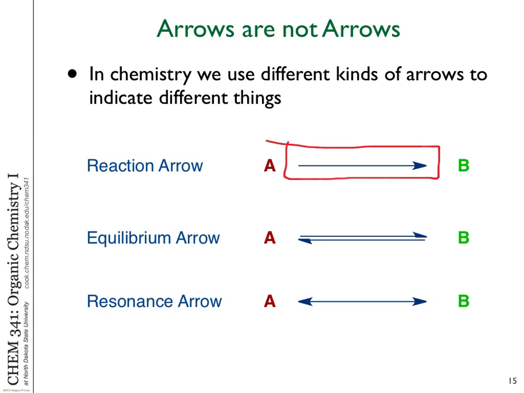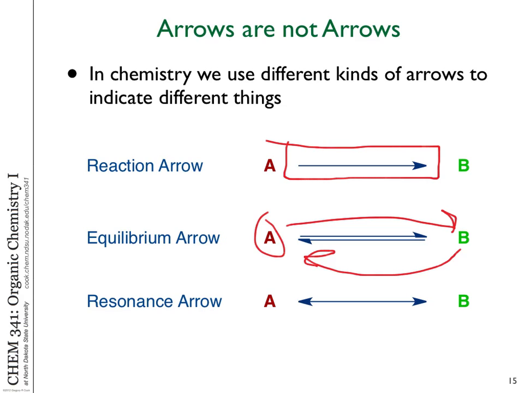A different kind of arrow is an equilibrium arrow. This particular arrow represents back and forth reaction. So A is being converted into B, and B is being converted back to A. Okay. That represents a situation where both A and B exist, they're just being converted back and forth.